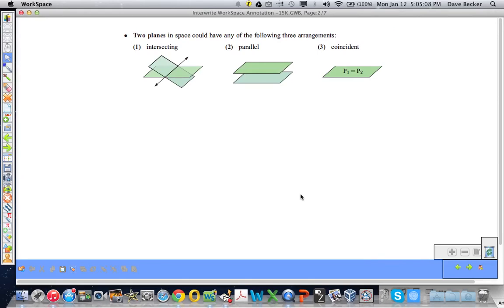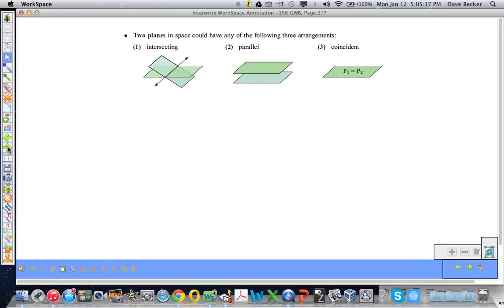So, two planes in space. If I had two planes, they can interact in one of three ways. They can intersect in a line, they can be parallel or not intersect, or they can be coincident and be the same plane. So here we would have an infinite number of solutions for the equations of these two planes. Here we would have none because they never intersect, and here we would have another infinite number of solutions because they're the same plane.